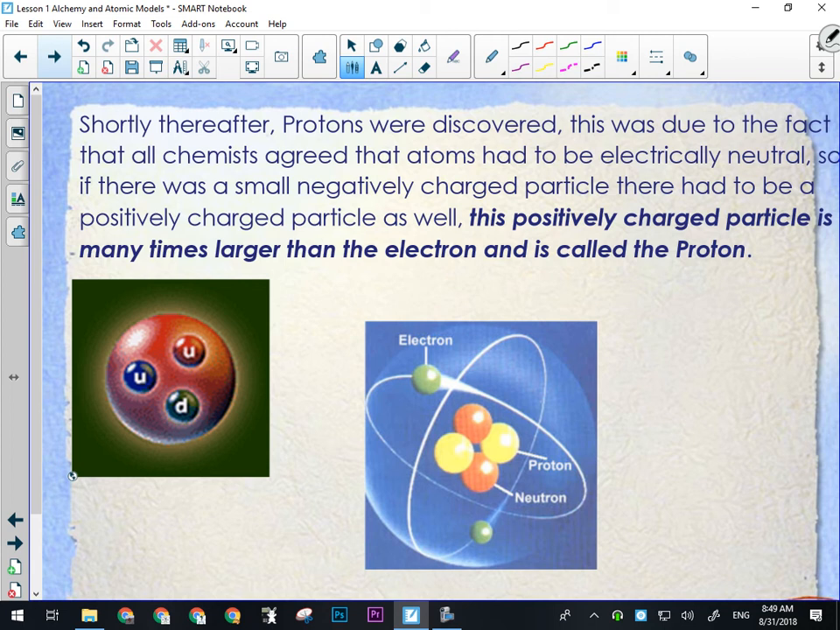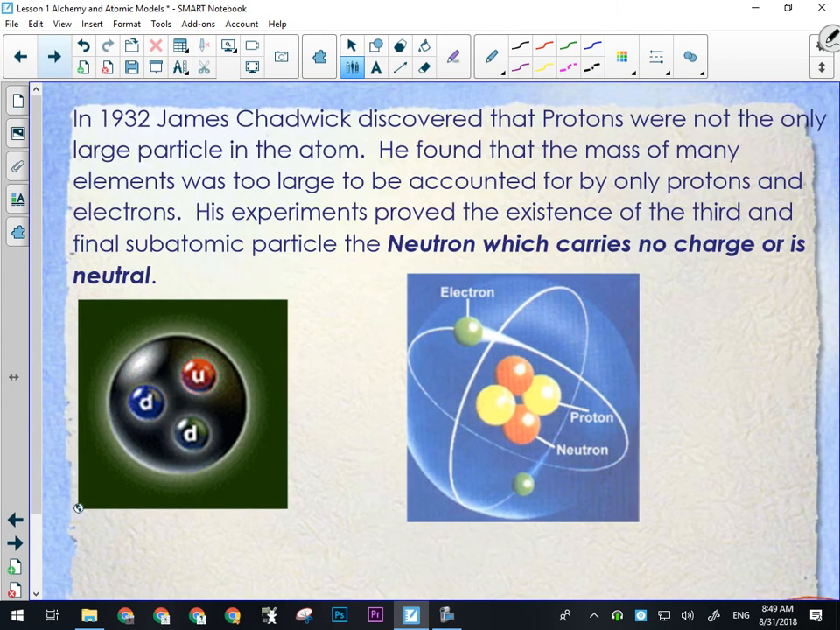So they came up with, well, then there must be positively charged particles, and maybe neutral particles to account for all the extra mass that couldn't be accounted for in an atom when reactions went on. There was a lot of really theoretical work in the early to mid 1900s, trying to figure out what exactly the atom looked like. We had people like Chadwick who came along and discovered these other particles. In 1932, James Chadwick discovered that protons were not the only large particle in the atom.